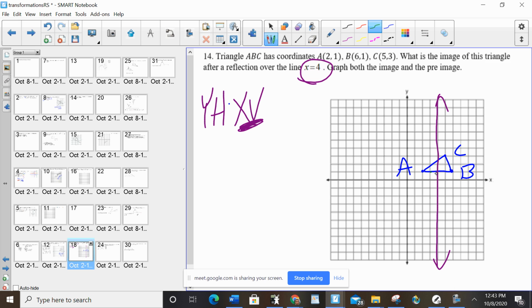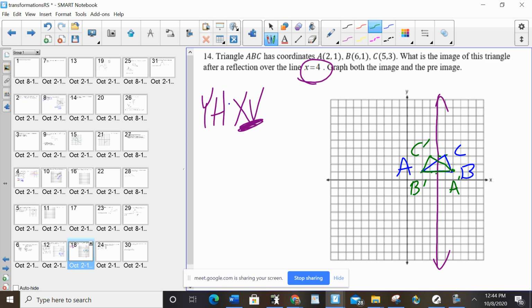So A is 2 to the right, so I go 2 more to the right, and A actually ends up landing on B. B, I have to go 2 to the left, so I go 2 more to the left, that lands on A. To get from C to the line of reflection, I'm going left 1, so I go left 1 more, that's C prime, and there it is. So for reflections, you count to what you're reflecting over.